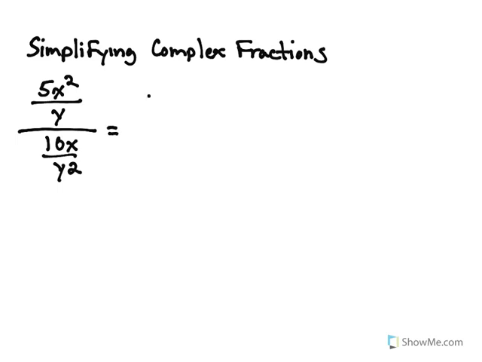5x squared over y. That's the fraction that was in the numerator. This long division bar here is division, so divided by 10x over y squared. That's how we traditionally write fractions, but keep in mind that this here is the equivalent of 5x squared over y divided by 10x over y squared.